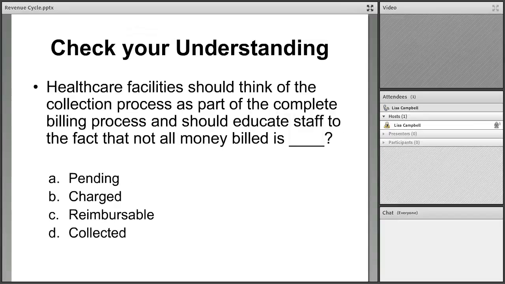Healthcare facilities should think of the collection process as part of the complete billing process and should educate staff to the fact that not all money billed is: A, pending; B, charged; C, reimbursable; or D, collected? And the answer is D, collected. Everything that we bill will not always get paid.